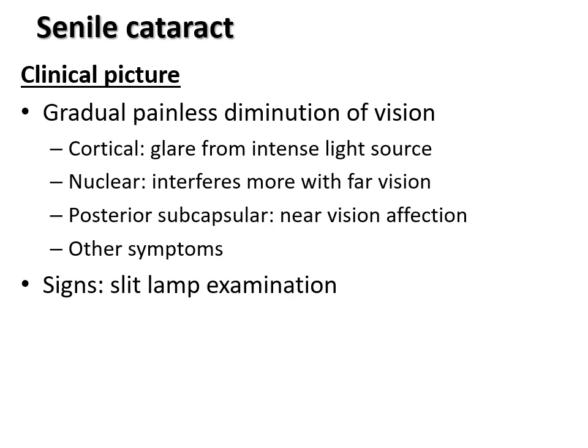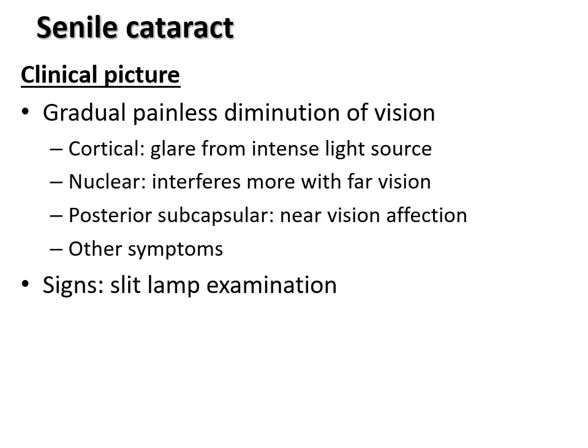The main complaint of the cortical cataract is a gradual, painless diminution of vision. The patient with cortical cataract complains of glare from intense light sources, while the patient with nuclear cataract complains of interference more with the far vision, while the patient with posterior subcapsular complains more of the near vision. Other symptoms are possible, like uniocular diplopia or fixed black spot, or even shift to myopia.